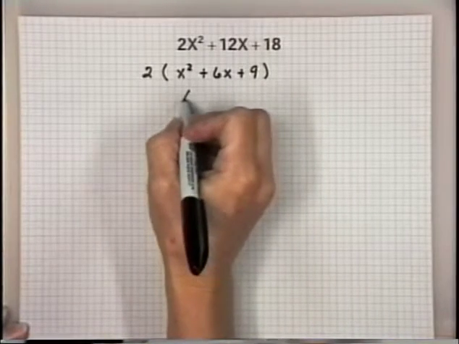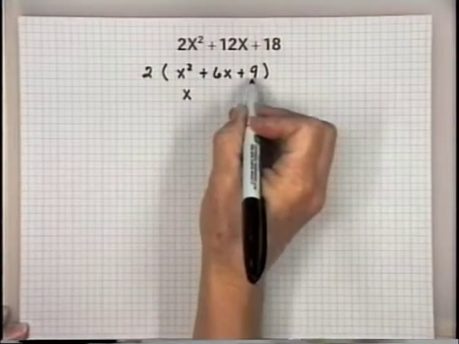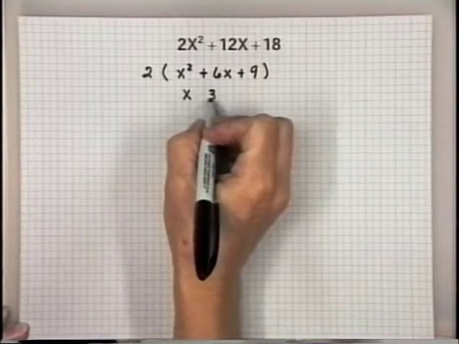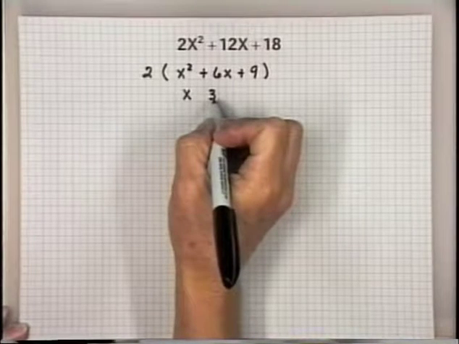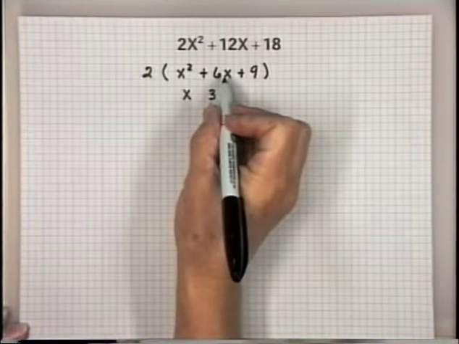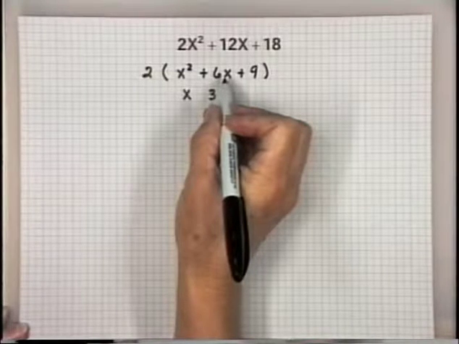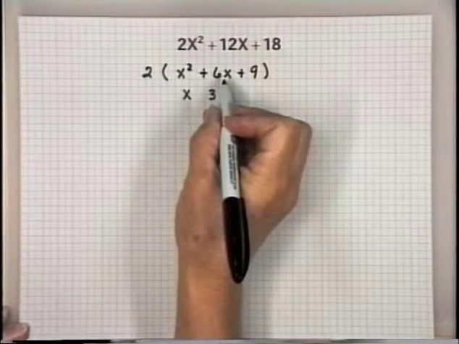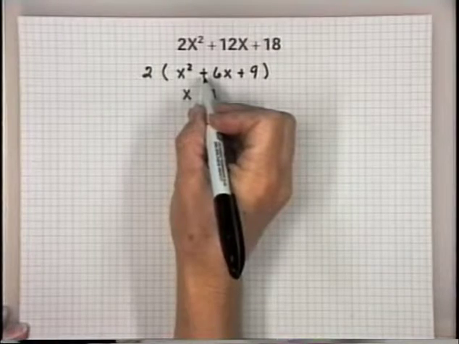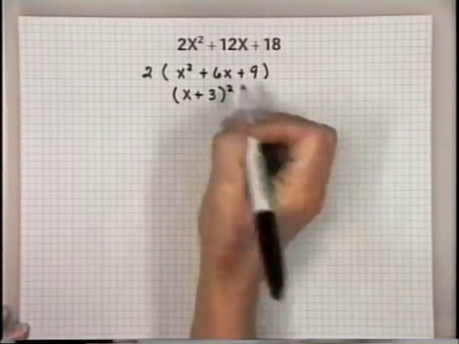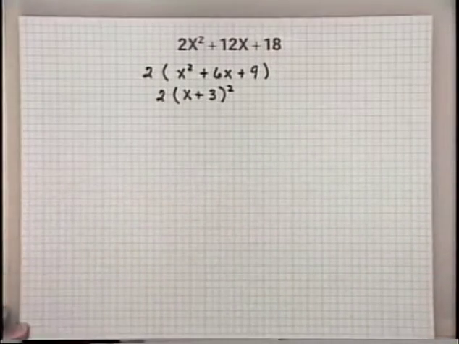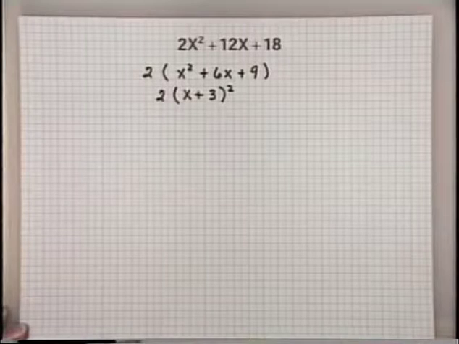The square root of the first term is x. The square root of the third term is 3. If I multiply 3 times x and double that answer, I get 6x, which is my middle term here. So this is a perfect square trinomial. Recall that the sign of this middle term is the sign that would go in between these two terms in my factor. So bringing down my common factor of 2, the complete factorization will be 2 times the quantity (x plus 3) squared.